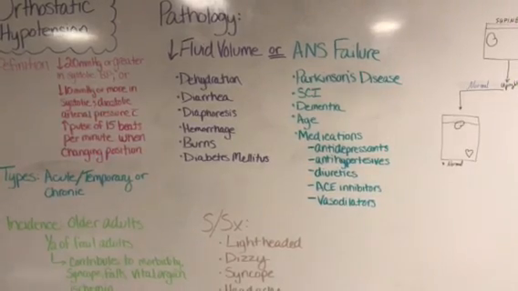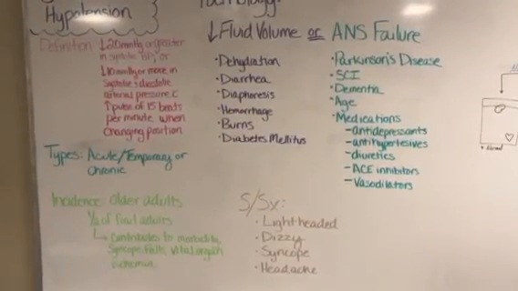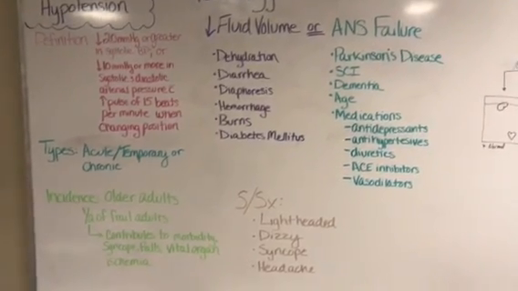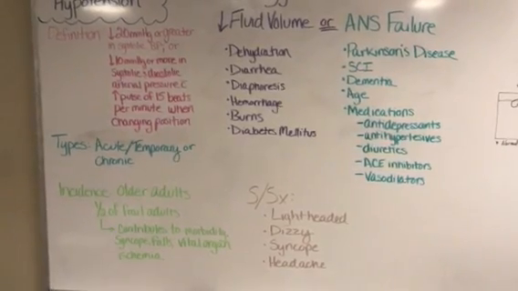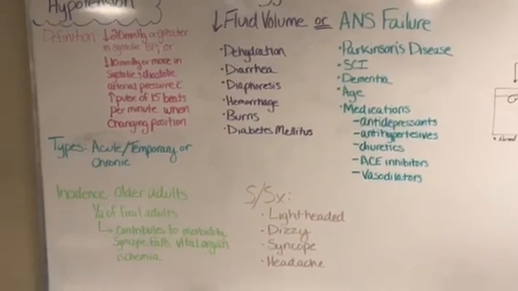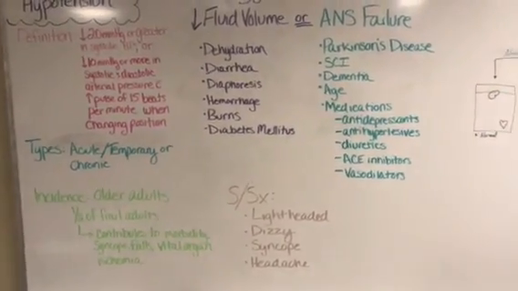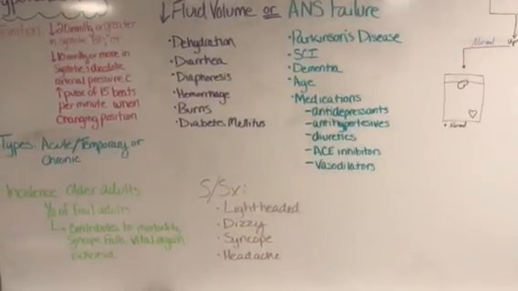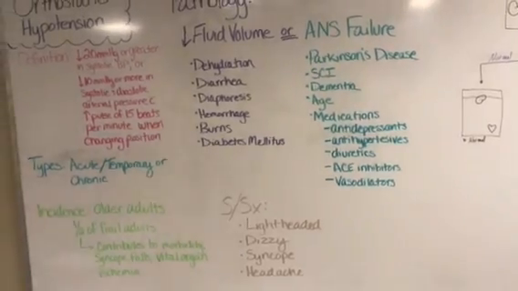There can be acute, temporary, or chronic types of orthostatic hypotension, and the highest incidence is in older adults, with half of frail adults having this condition, and it contributes to morbidity, syncope, falls, and vital organ ischemia. The signs and symptoms of this condition are lightheadedness, dizziness, syncope, and headaches.